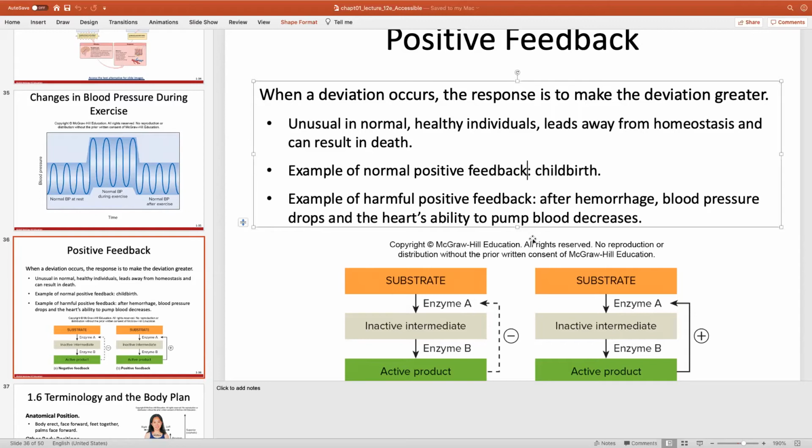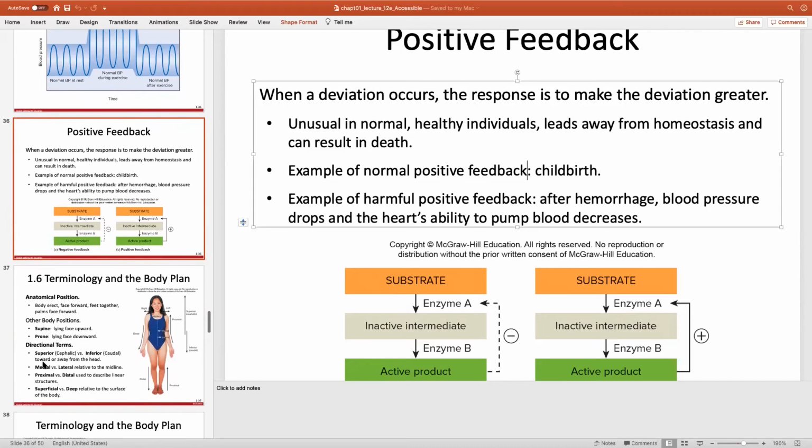And now that blood sits in that region above the clot and it's slowed down, it pools there, causing more clots. That's an example of a positive feedback loop. Usually it is not a good thing to have positive feedback. It leads us further away from our set points.